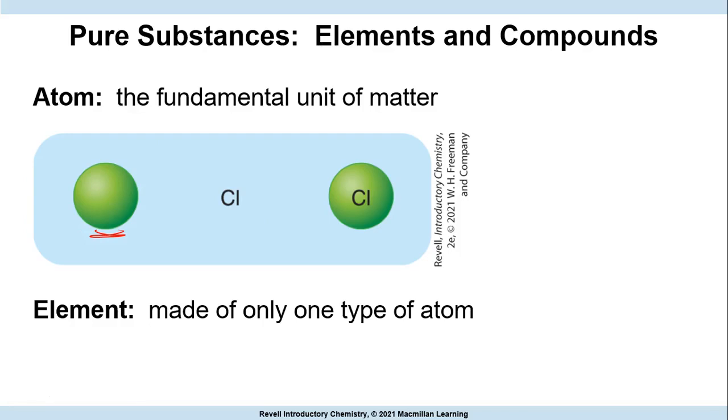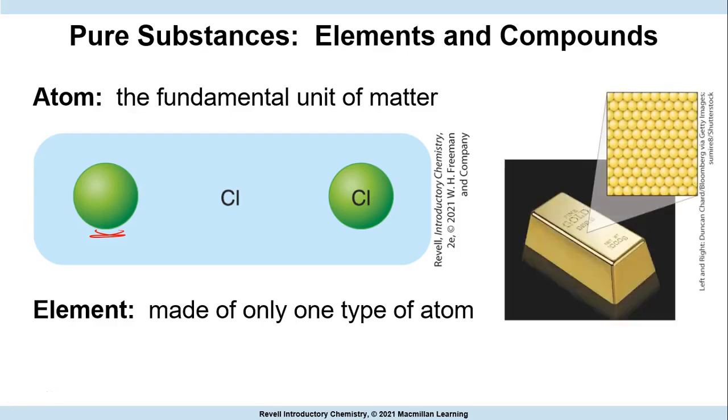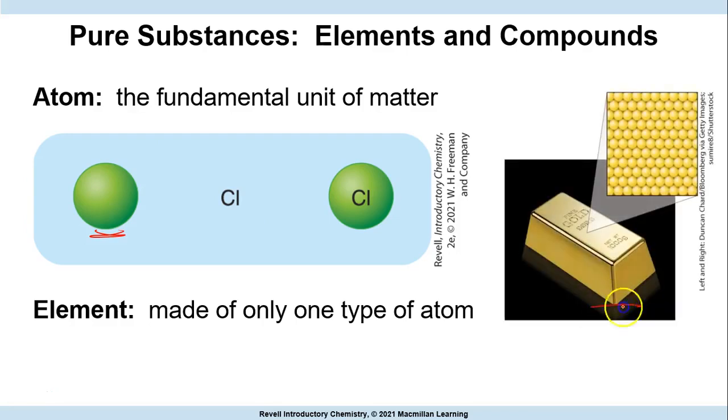So an element is made up of only one type of atom. For example, we have the element chlorine, we have the element aluminum. All of those, they are made up of atoms of only one type. Okay, and when elements combine together, they then form what is known as a compound. So here we have gold. Gold is an element, and the gold has all atoms that are of one kind, the gold atoms.